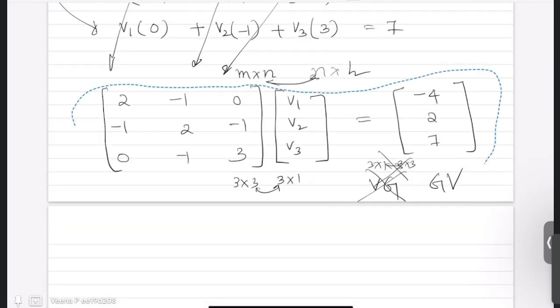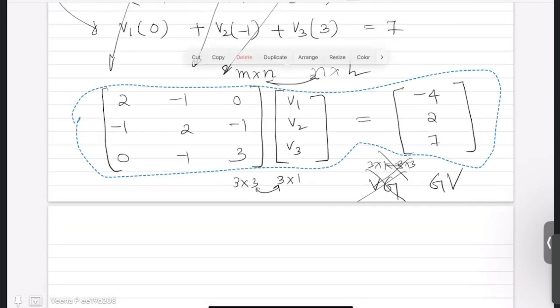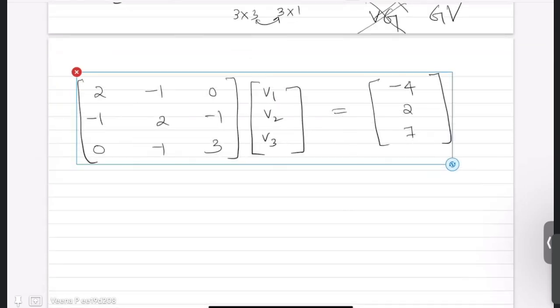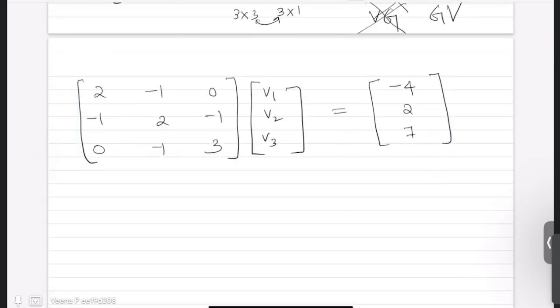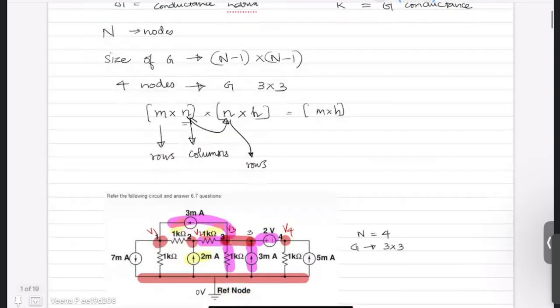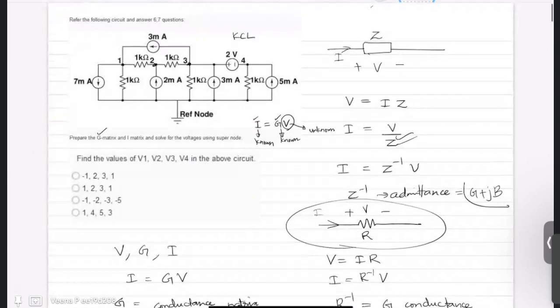conductance and current matrices. So this is the first part of your question. Find the conductance and current matrix. So this is of the form G V is equal to I. So your conductance matrix is 2, minus 1, 0, minus 1, 2, minus 1, 0, minus 1 and 3. And your current is minus 4, 2, 7. So this is the first answer of your question. I hope everybody got this answer.